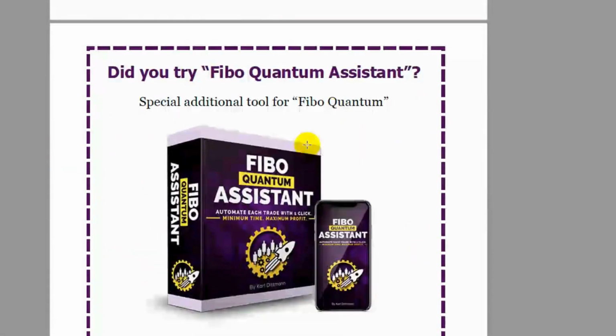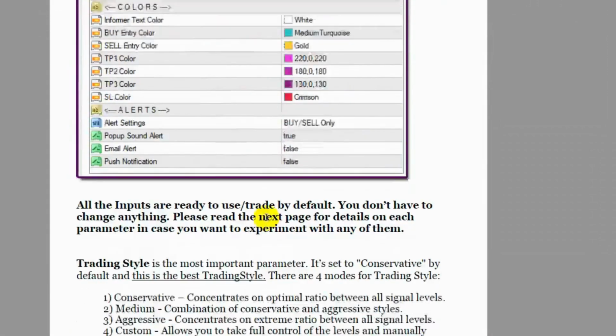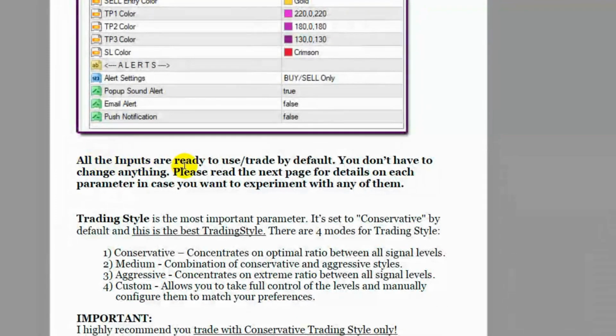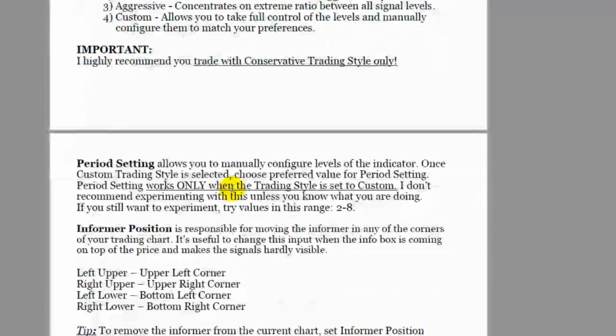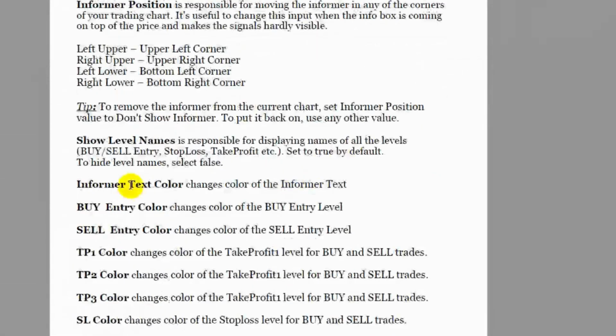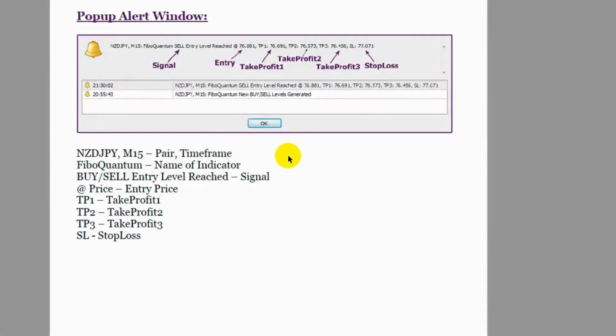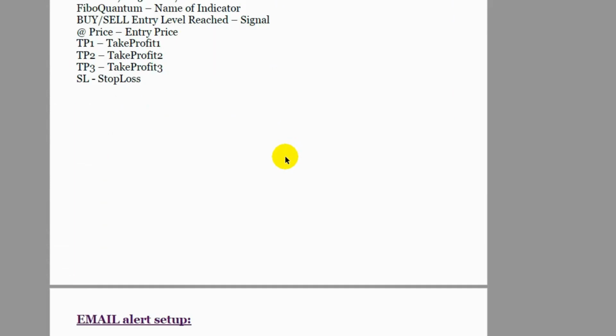And this is an upgrade you can get, the Fibble Quantum Assistant. Input parameters, I'm just using default. And as it says right here, all the inputs you can use, just use the default. Okay, don't change anything. Highly recommend you trade. Period settings, pick what you want. This is just all the same stuff. You get alerts sent to your phone, your email, whatever you need.